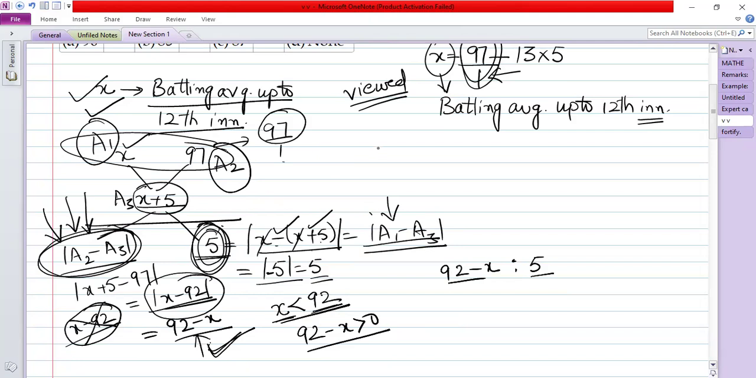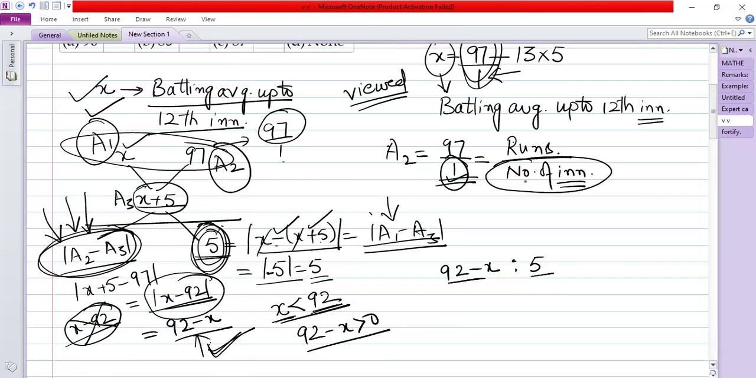So here, what is our denominator? Even if I talk about this one, what is A2? It is 97. So 97 by 1. What is this 97? It is the total number of runs in the last match. And what is this? It is the number of innings in the last match. Obviously, in the last match, it is only one inning. So in the denominator, we have the number of innings. So this 92 minus x ratio 5 is the ratio between the number of innings.